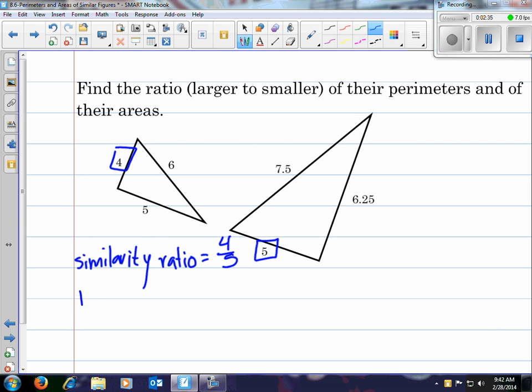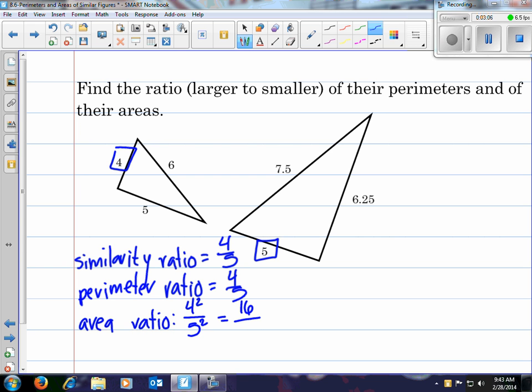Now, my perimeter ratio, remember, is the same as my similarity ratio. So my perimeter ratio is also 4 over 5. Now, my area ratio, which is the last one, is A squared over B squared. So it's going to be 4 squared over 5 squared. And 4 squared is 16, and 5 squared is 25. So my area ratio is 16 over 25.